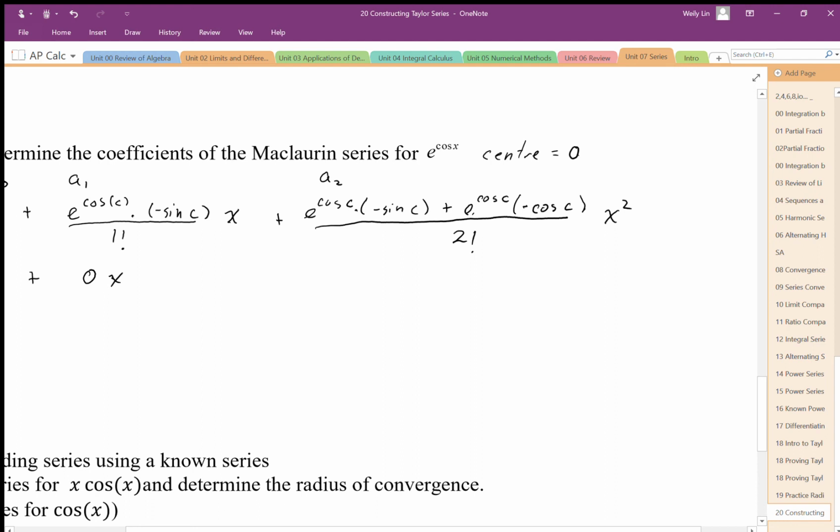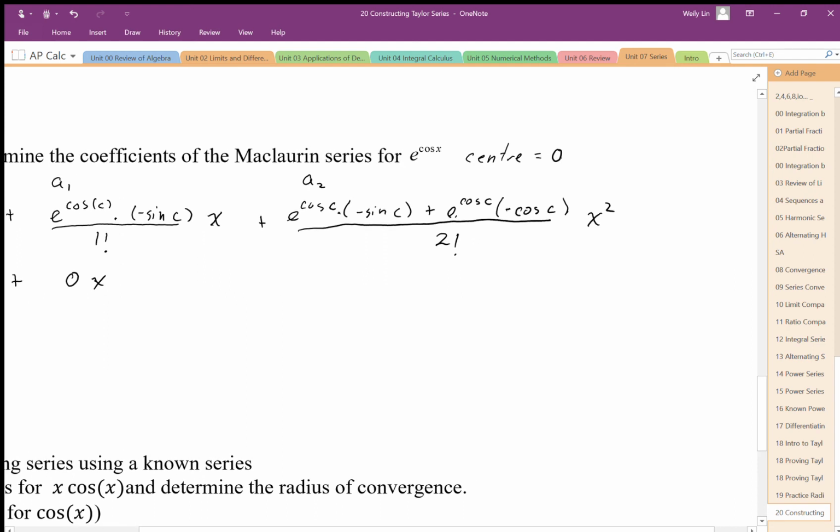Wow, that was a lot of work for just the first 2 coefficients. I think maybe we'll see how we go from here, but I don't know if we're going to do one more because I think the next one's going to maybe be 0. So let's work this out. Cosine of c is 1, e to the 1, sine c is 0. So that's all 0. Cos c is equal to 1, so that's negative 1. That's e to the 1, so it becomes negative e over 2 factorial, x squared.